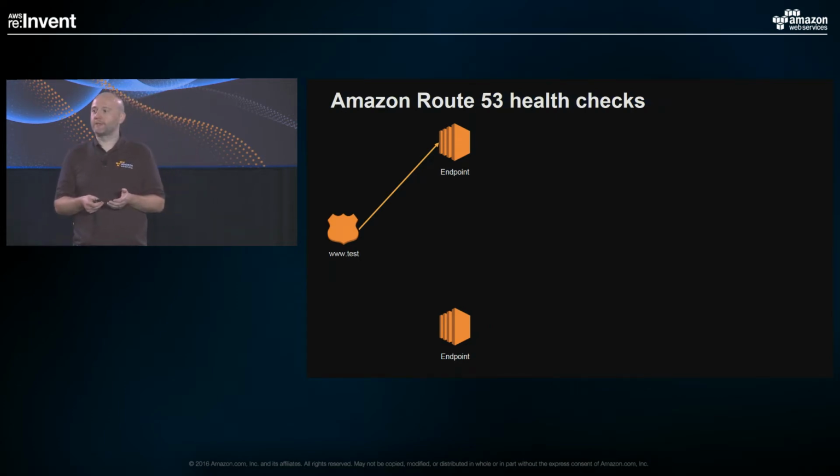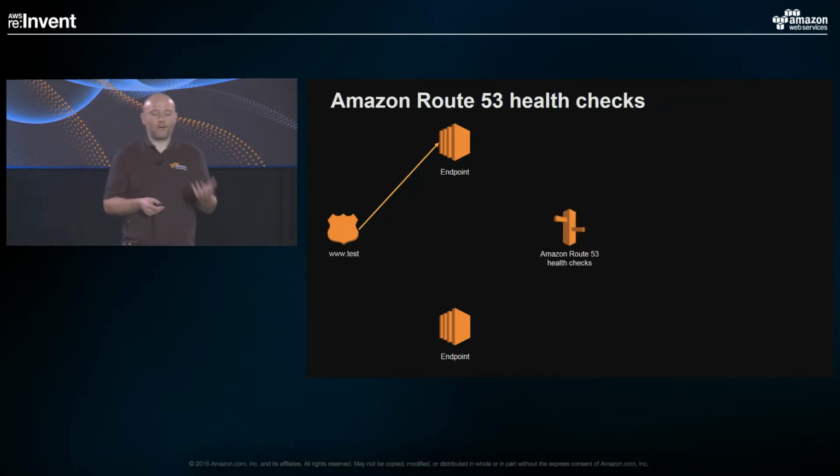Amazon Route 53 has health checks, which allow us to monitor endpoints and update our DNS if we detect there's a problem with one endpoint. In this example, I've got a DNS record, www.test, and I'm pointing it to a single endpoint. Amazon Route 53 health checks will monitor the endpoints that we define, and it will repeatedly monitor those. The monitoring is performed from different locations globally.